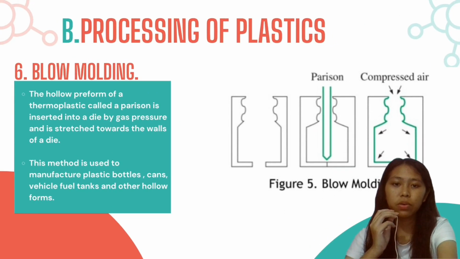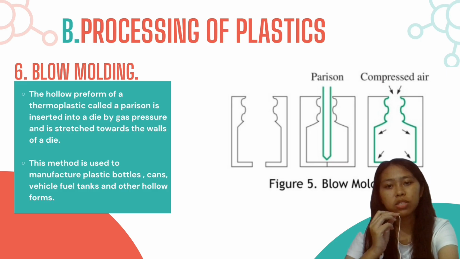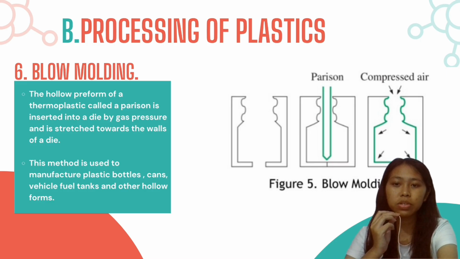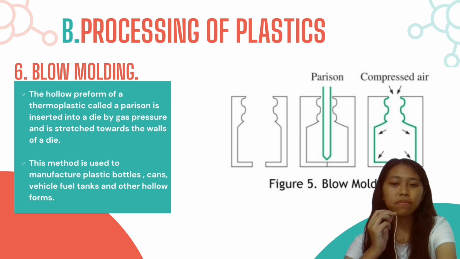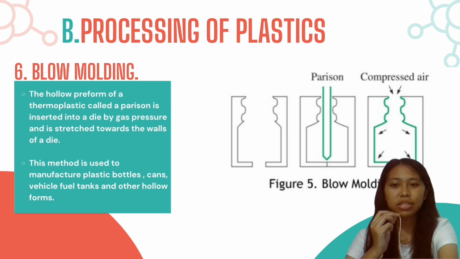Next, we move on to blow molding, one of the processing methods used in manufacturing plastics. Blow molding is a process where a hollow preform of a thermoplastic called a parison is inserted into a mold. Through the application of gas pressure, the parison expands and stretches to conform to the walls of the mold. This method is commonly used in producing hollow plastic products such as bottles, cans, vehicle fuel tanks, and other similar forms. Let me explain this further.